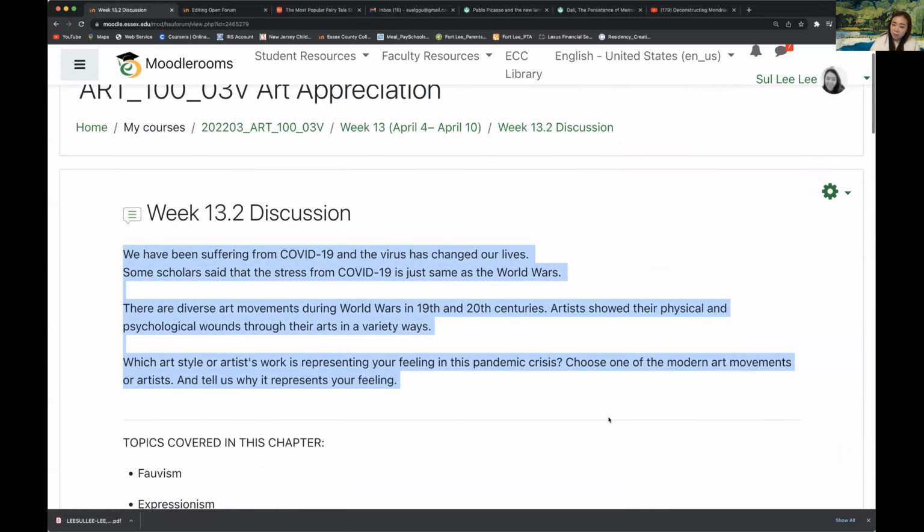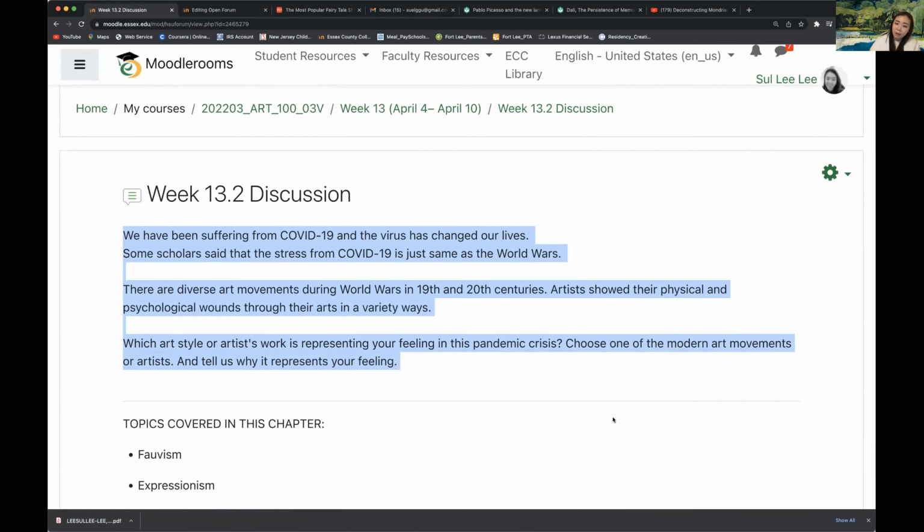So, we have been suffering from COVID-19 so far, and the virus has changed our lives. Some scholars said that the stress from COVID-19 is just the same as the world wars. So there were diverse art movements during the world wars in the 19th and 20th centuries. Artists showed their physical and psychological wounds through their art in a variety of ways. So which art style or artist's work represents your feeling in this pandemic crisis? Choose one of the modern art movements or artists and tell us why it represents your feeling.